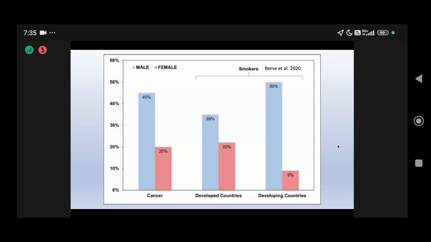If you see gender preponderance, 45% of head and neck oral cancers are in males and 20% in females. If we compare developed and developing countries, smoking is the more common culprit in developed countries, whereas here we have chewing tobacco as a major factor.